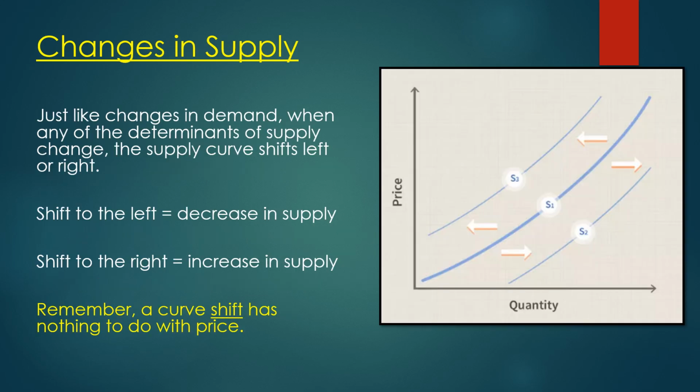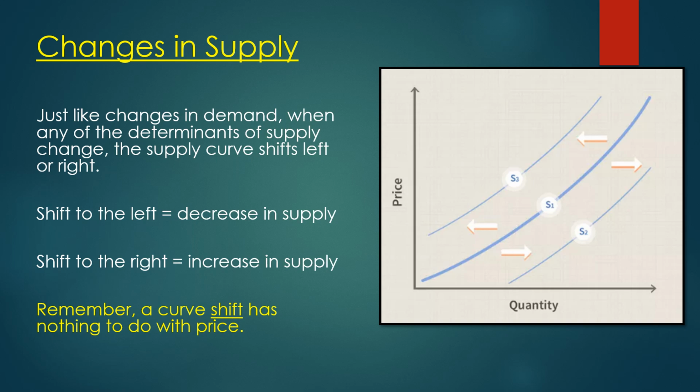So just like changes in demand, when any of the determinants of supply change, the supply curve shifts left or right. If there is a shift to the left, that means there is a decrease in supply. As we see here, the left curve, we see that the quantity is less than the main curve, so that it has went down. On the flip side, a shift to the right means that there is an increase in the supply. And remember again, any shifts of curves, whether it be supply or demand, has nothing to do with price. It only has to do with the determinants of demand.